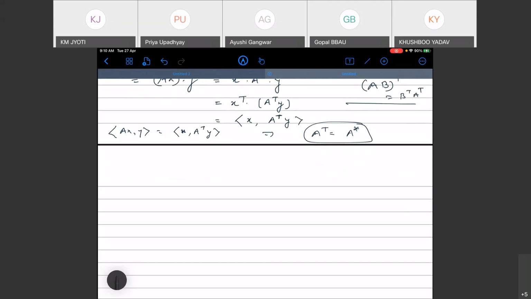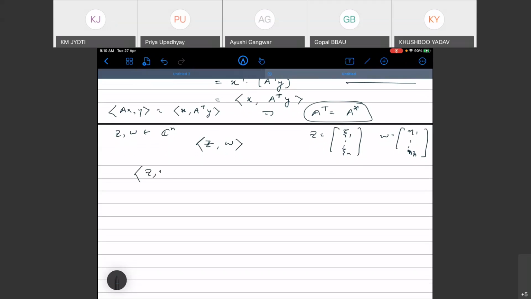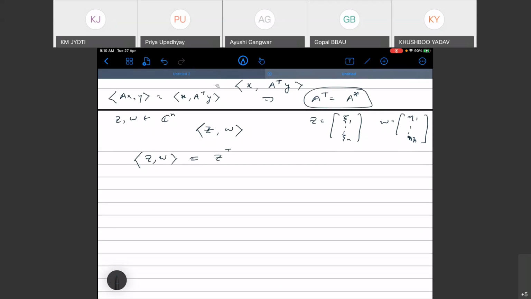Similarly in Cn you can do this. In Cn, if you have two vectors, say z and w, belonging to Cn, where z is something like xi1 to xin and w is something like eta1 to eta n. So what is then the inner product <z, w>? This is z transpose w bar. Do you see this?